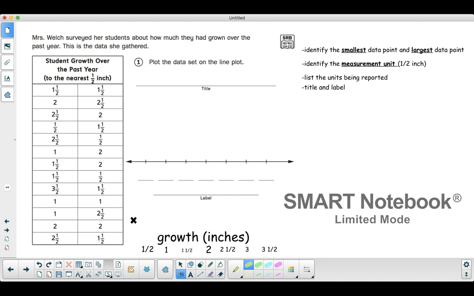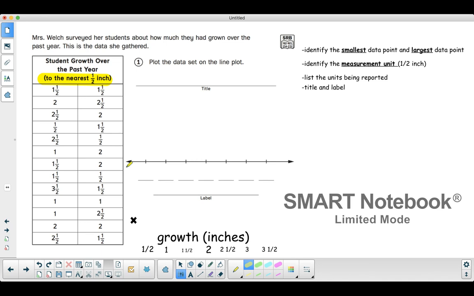So in this example, we're going to be looking at a set of data and then completing a line plot together. Mrs. Welch surveyed her students about how much they had grown over the past year. This is the data she gathered: students' growth over the past year to the nearest half inch. If we take a look at our table, we have all of the data points listed. Those were the measurements that came out of the survey.